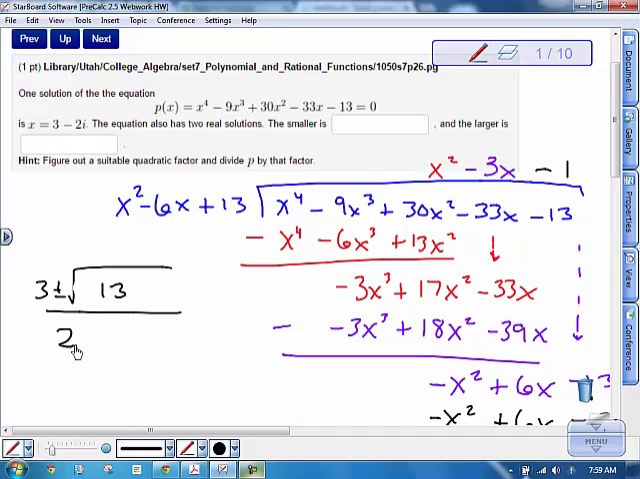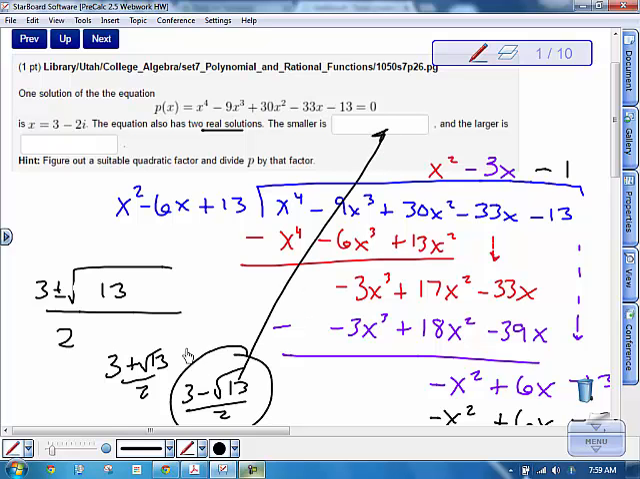So here's my two real solutions. So one of them is going to be smaller, so we have 3 plus the square root of 13 over 2 will be the larger one, and 3 minus the square root of 13 over 2 would obviously be the smaller one. So they want the smaller one first, and then they want the larger one.